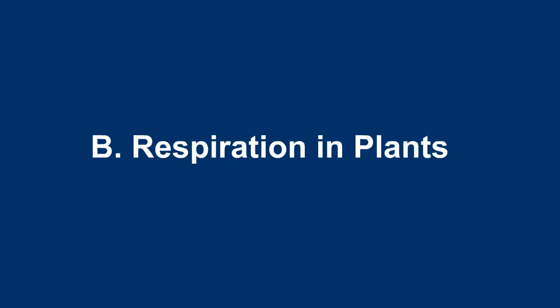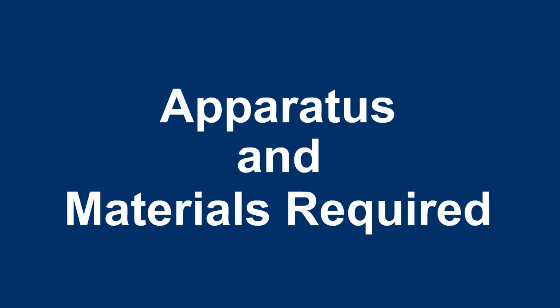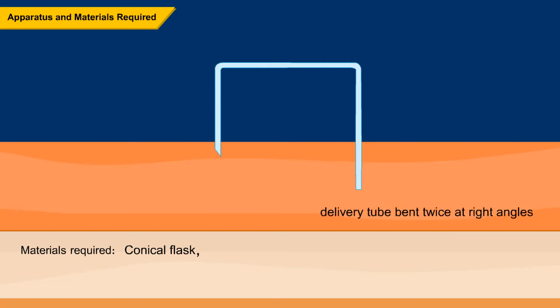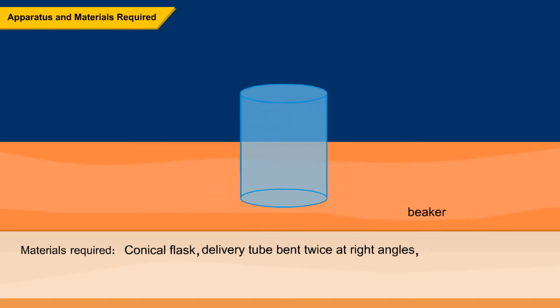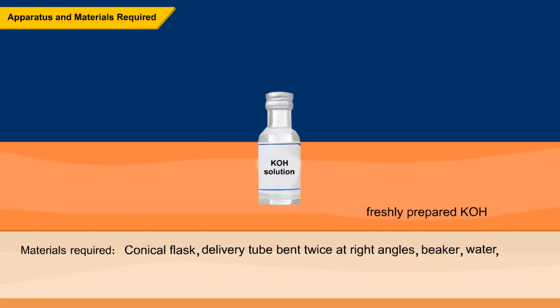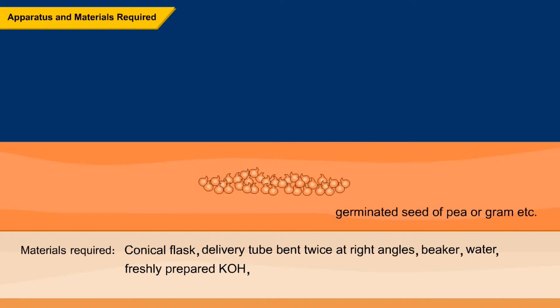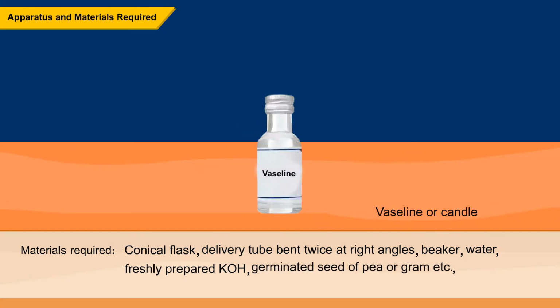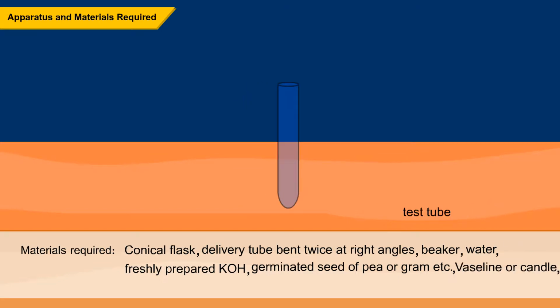B. Respiration in plants. Apparatus and materials required: conical flask, delivery tube bent twice at right angles, beaker, water, freshly prepared KOH, germinated seed of pea or gram, etc., Vaseline or candle, test tube, thread, etc.